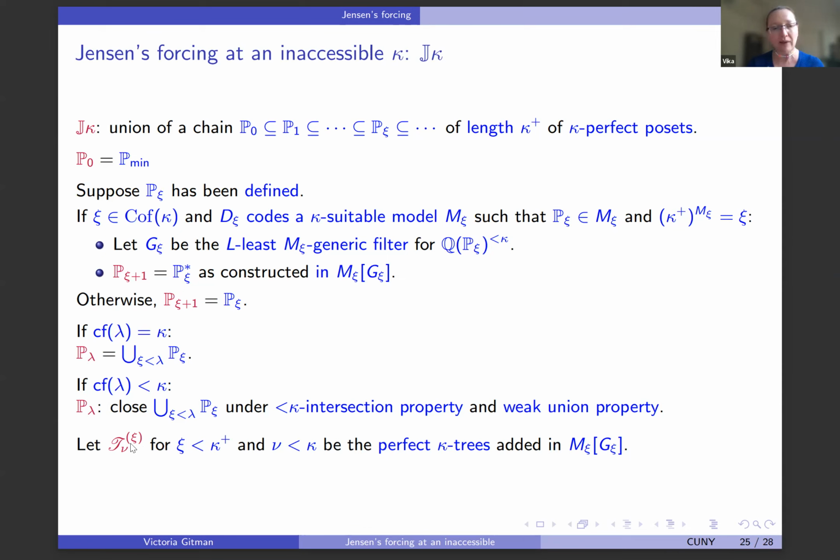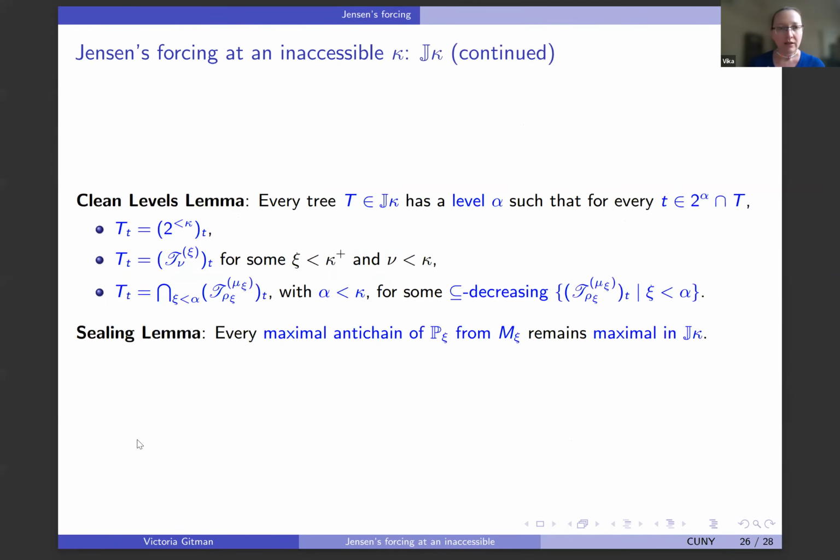Okay, so this will denote generic trees added at stage C. So script T upper C denotes the tree added at one of the non-trivial stages C, because I want to refer to them on this slide. And I have my final really nice clean levels left.